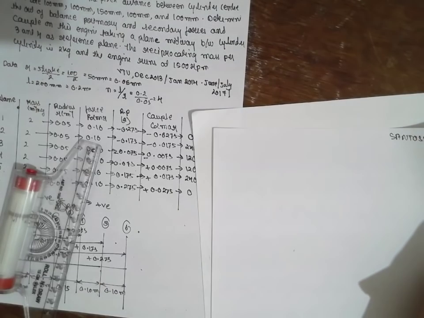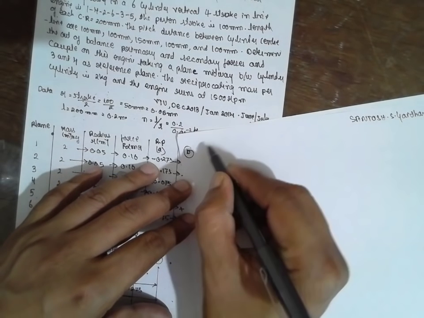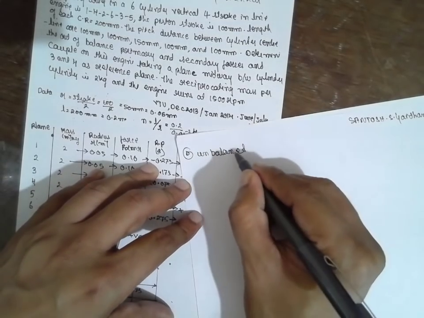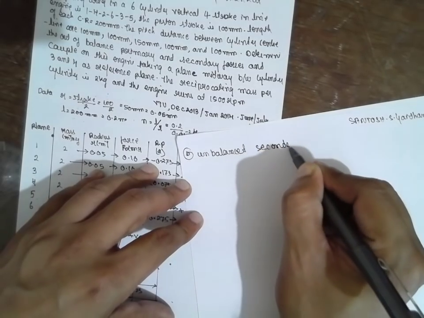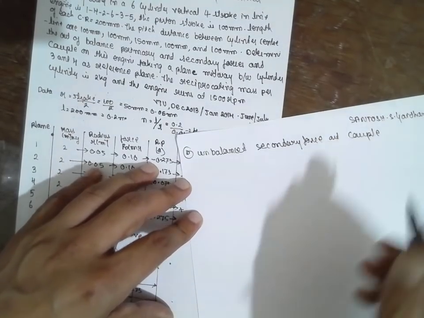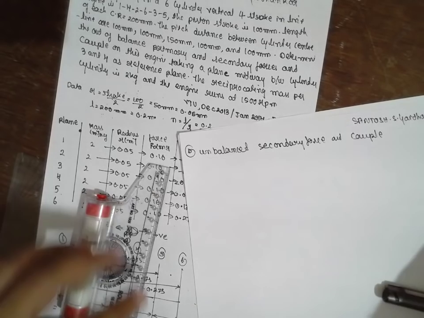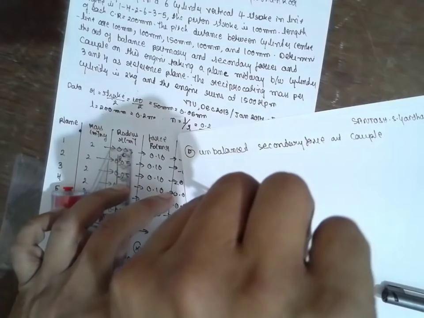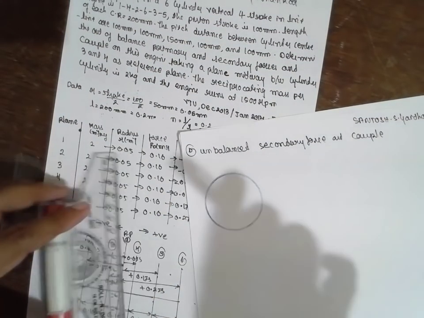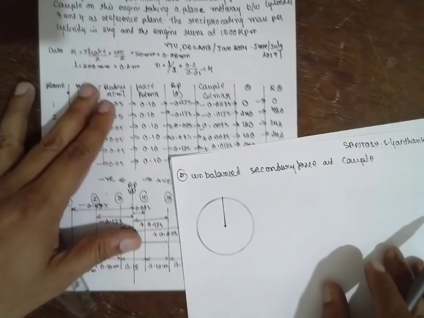Next, I am going for unbalanced secondary force and couple. I will keep this one aside. It's quite easy. Once you understand this one, you can play with the balancing of reciprocating masses. Unbalanced secondary force and couple. Here, take a circle of unknown radius. This is the vertical.